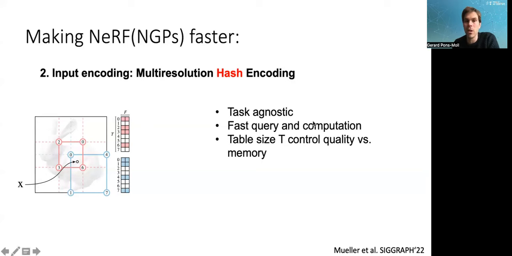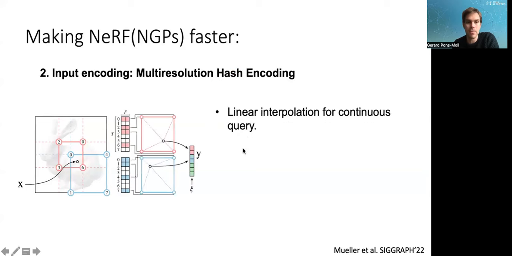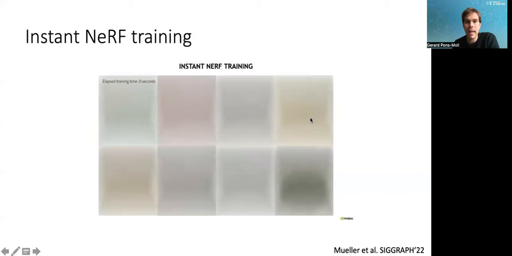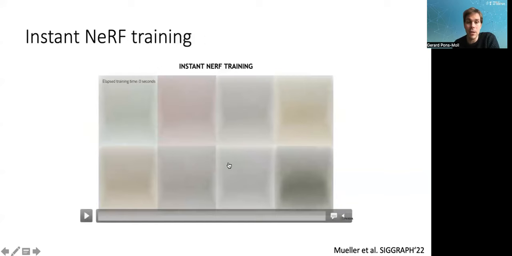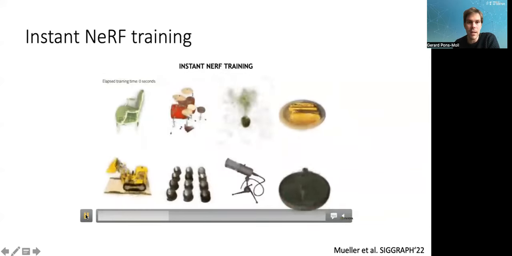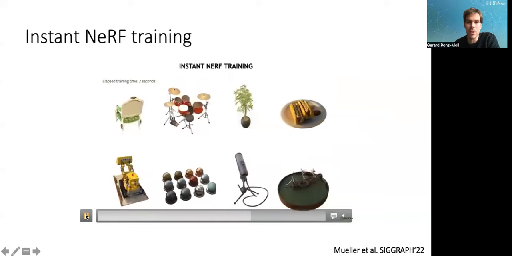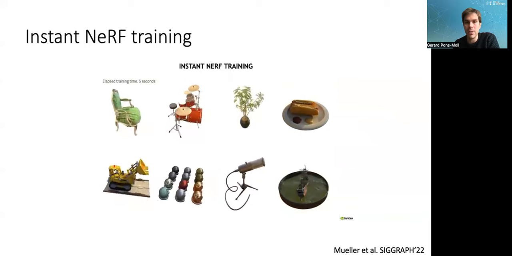So you have fast query and computation, and you have a table size T that controls quality versus the memory requirements. Essentially you do linear interpolation of these corners of a cuboid, same as what we did for IFNets, if you remember. And using a tailored CUDA implementation, this leads to significant improvements. You get instant NeRF results, which are trained very quickly, as you can see here.